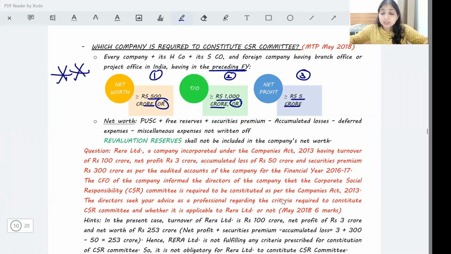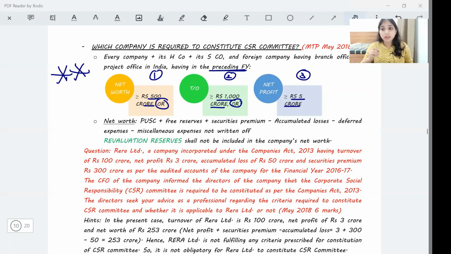Very, very important. This indicates to us that every company does not require CSR provisions. Every company does not require a CSR committee. Every company is not obligated to spend money on CSR. Only those companies whose net worth in the preceding financial year was at least 500 crores, or whose turnover in the preceding financial year was at least 1000 crores, or whose net profit in the preceding financial year was at least 5 crores, only these companies have to follow CSR provisions. Only these companies require a CSR committee.